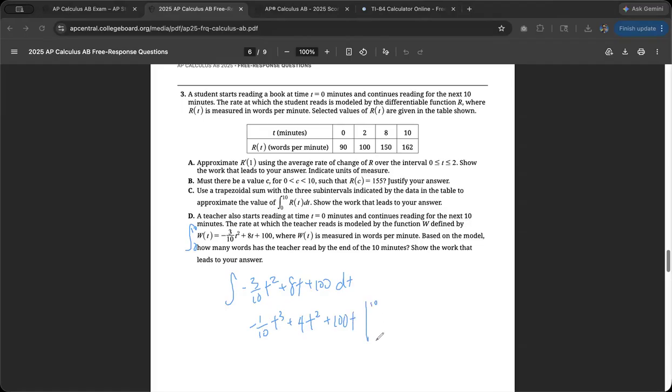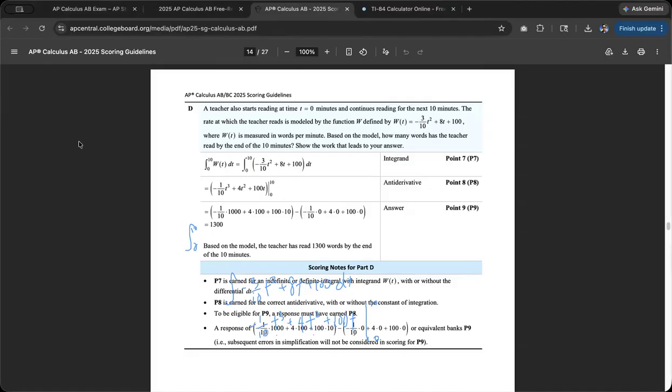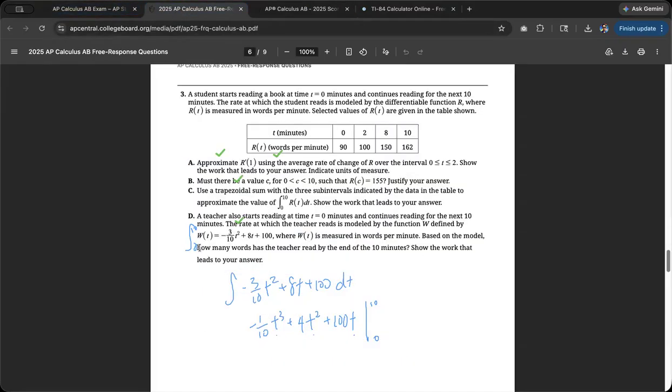We're evaluating it from 10 and then minus 0. So we're plugging in 10 for each of these t's, subtracting it where we would plug in 0 as well, and coming up with our algebraic solution. So as you can see here, our function, integral, evaluate, and then get our answer. Showing this as well: based on the model, the teacher has read 1,300 words by the end of the 10 minutes is also important to show, right? How many words?